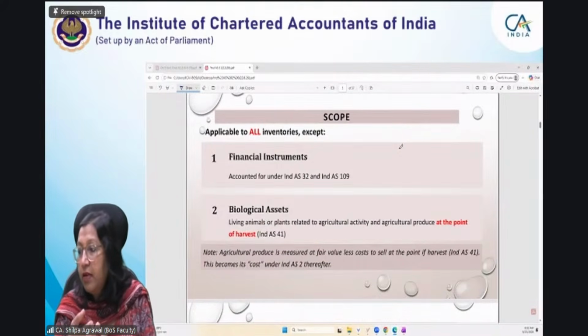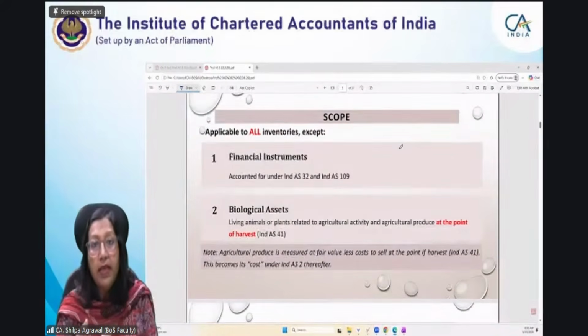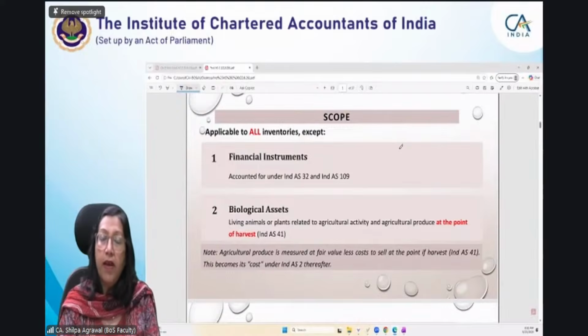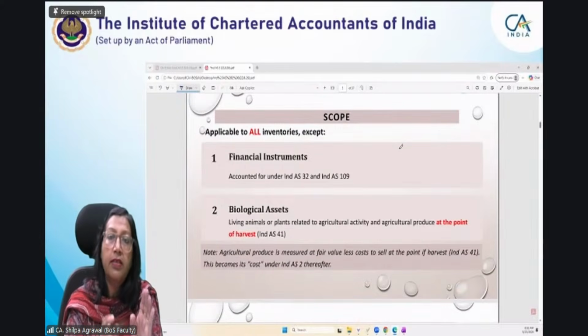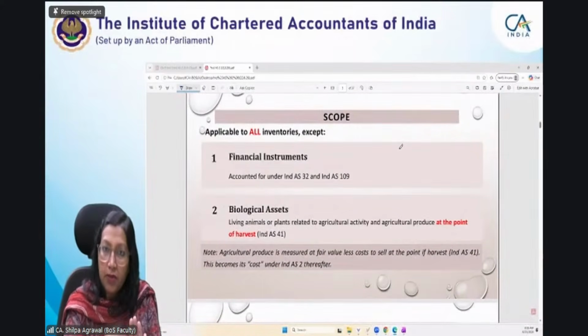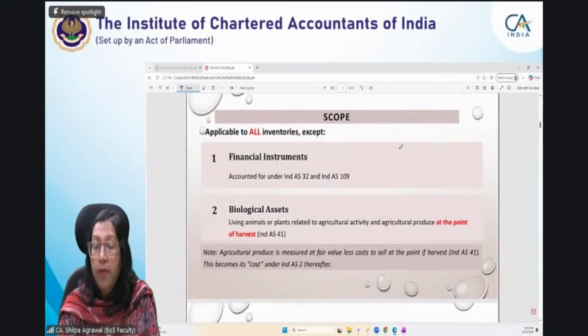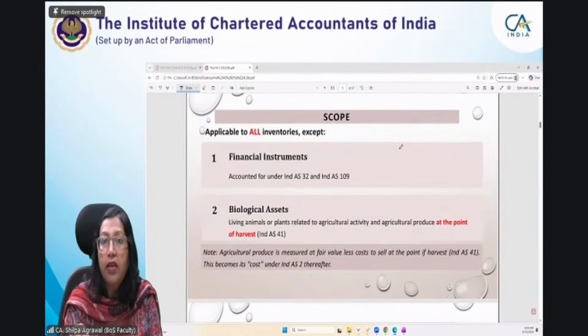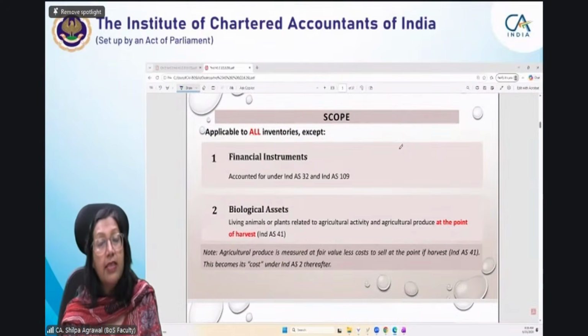Because NBFCs are investment entities. They are financing entities. For financing entities, inventories are these financial instruments. But because we have a separate standard on financial instruments, inventories have been specifically excluded from its scope. We have Ind AS 32 and 109, which deal with recognition, measurement, presentation of financial instruments as well as disclosure also. So next is biological asset.